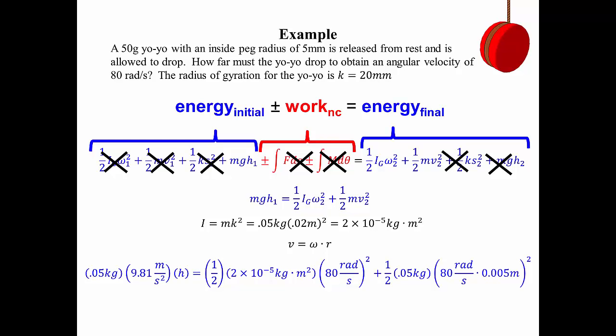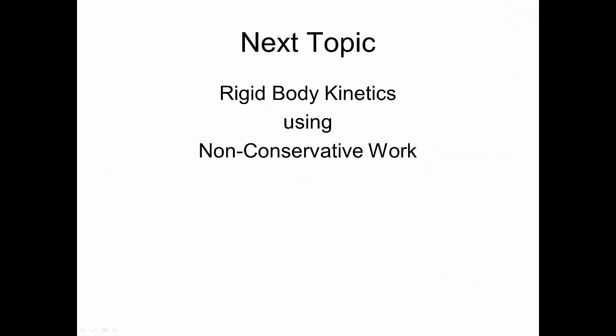Entering these values into our equation, we get 0.05 kilograms times 9.81 meters per second squared times the height of the yo-yo is equal to 1/2 times 2 times 10 to the minus 5th kilograms meters squared times 80 radians per second squared, plus 1/2 times 0.05 kilograms times 80 radians per second times 0.005 meters, squared. Solving for our height, we get that our height is equal to 0.14 meters or 140 millimeters. Our next topic is rigid body kinetics using non-conservative work.